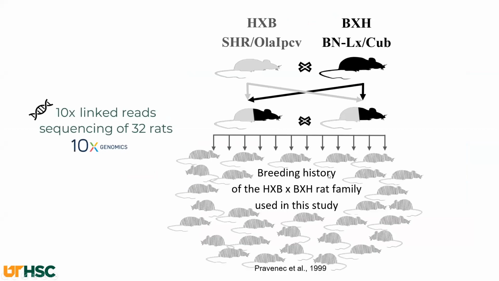As you know better than me, this is the family that I used. It all starts with a breeding between SHR and BN-Lx. The idea is to have a recombinant inbred rat family. The power of this family is that we can do genome-phenome analysis, and we already have in GeneNetwork a lot of QTL already mapped. And we have this data obtained by 10x linked reads technology.